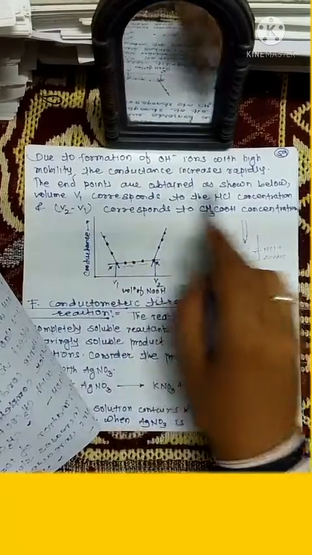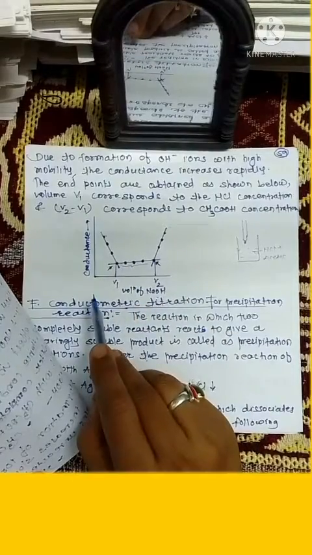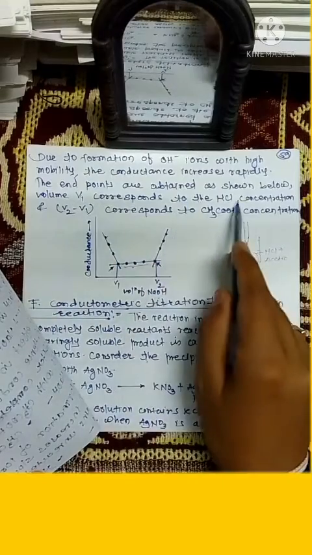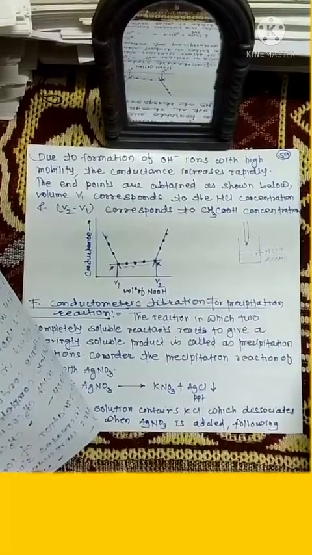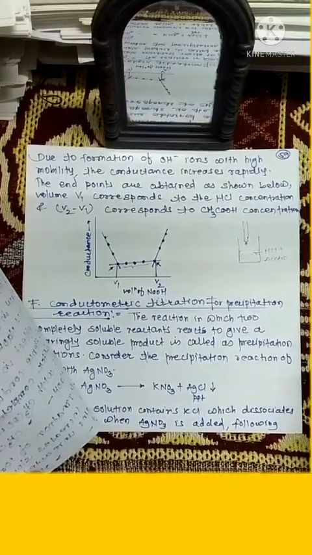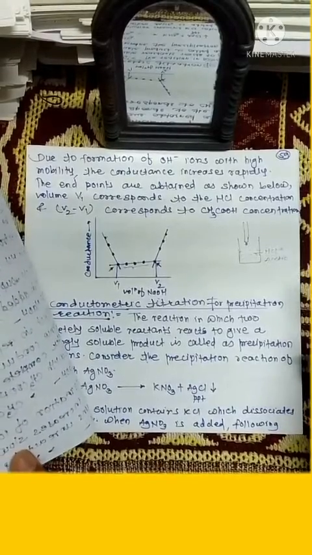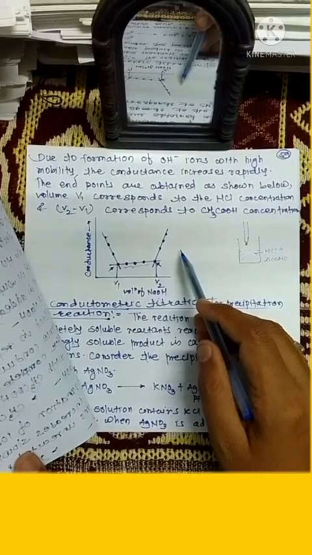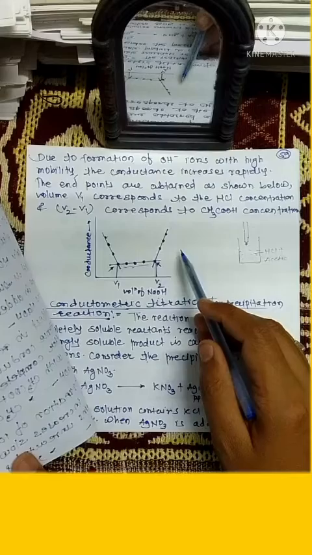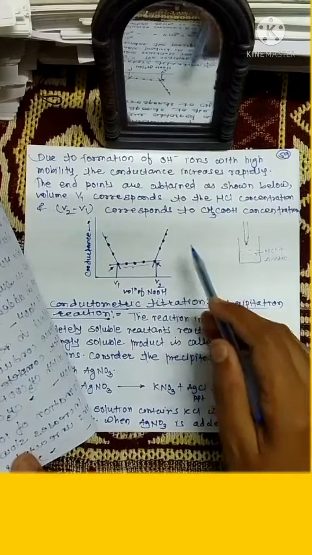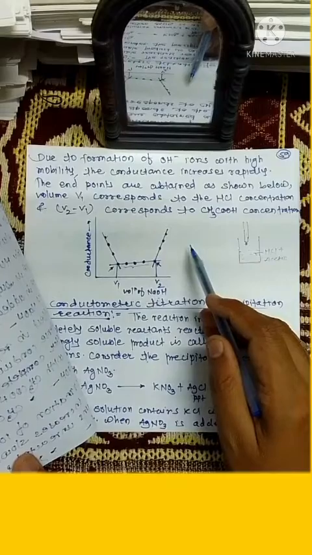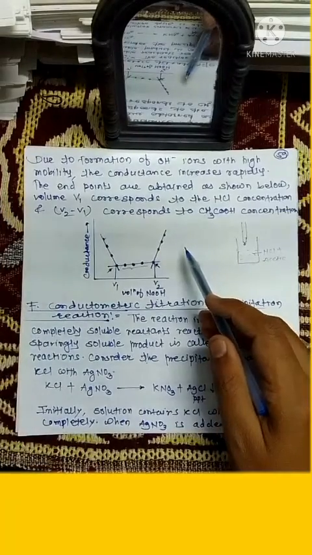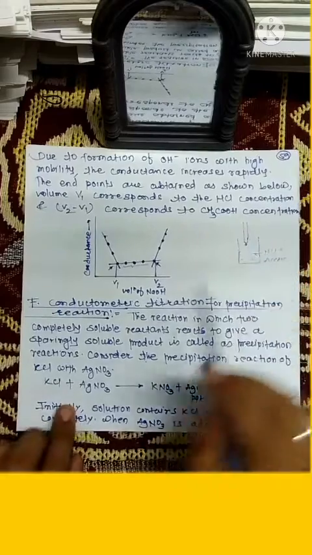The end points are obtained as shown in this diagram. Volume V1 corresponds to the HCl concentration, and V2 minus V1 corresponds to the acetic acid concentration. So in short, we can say that with the help of conductometric titration, one can easily titrate a mixture of acids successfully. We cannot titrate a mixture of acids by the simple titrimetric method. It is the big advantage of conductometric titration over the simple titrimetric technique.